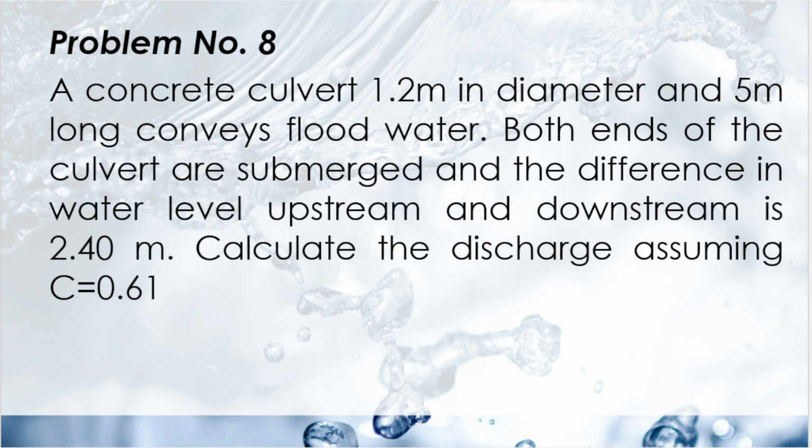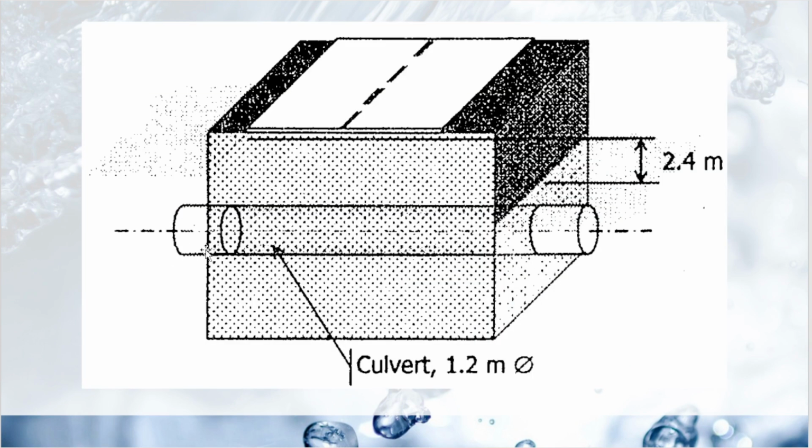From the problem itself, it is obviously a culvert. To visualize the problem, we have this illustration here. It states that the culvert has a diameter of 1.2 meter and is 5 meter long. What is being asked is the discharge. The discharge here is actually the actual discharge, since we have been given the coefficient of discharge. So we could answer this directly.